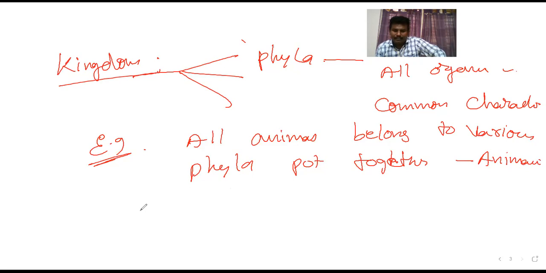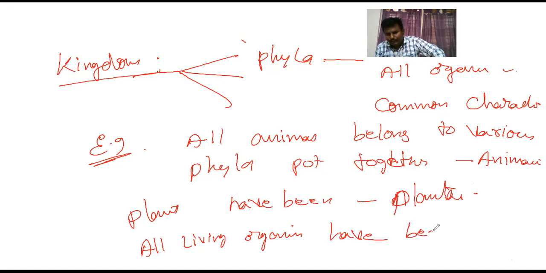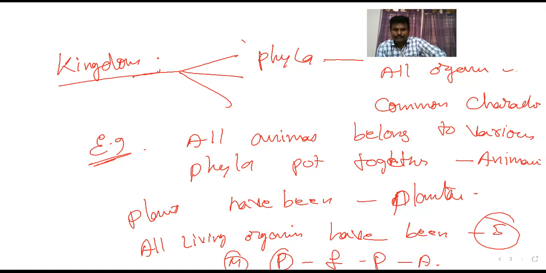Similarly, plants have been placed in kingdom Plantae. All living organisms have been put into five different kingdoms: Monera, Protista, Fungi, Plantae, and Animalia. That's all.